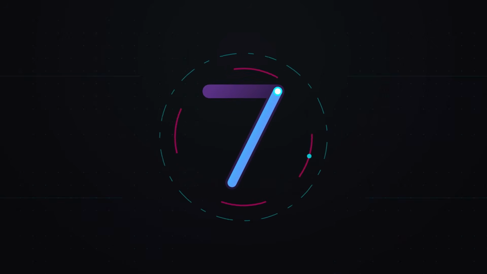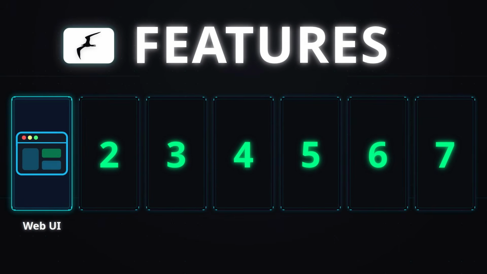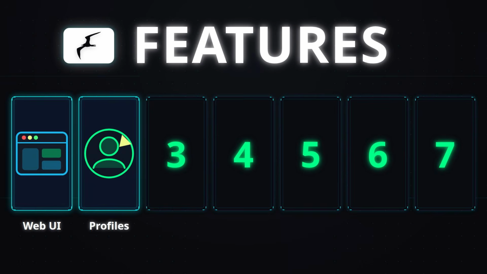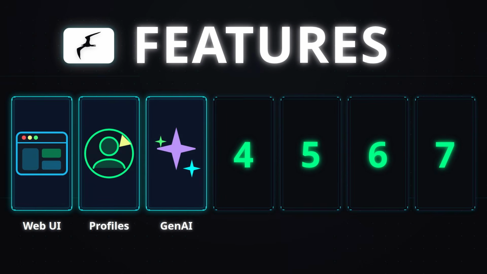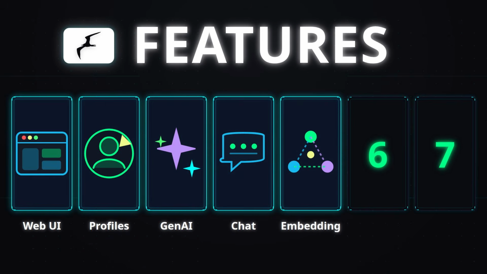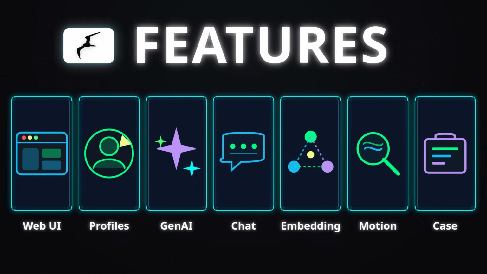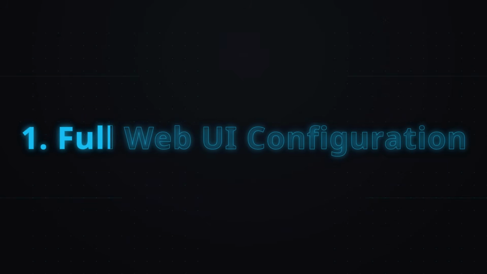In this video, I'm breaking down the 7 key new features in Frigate 0.18, from the new full web UI configuration and instant profiles to expanded generative AI, local AI chat, and remote embeddings, all the way to smart motion search and case management. No more YAML, no more restarts. Let's dive right in. First up, feature number 1.